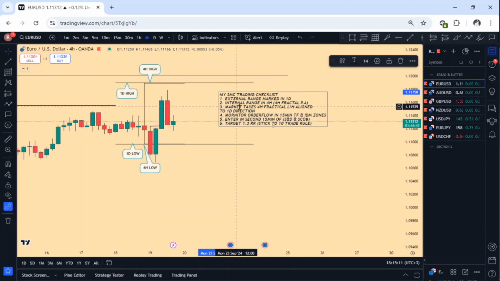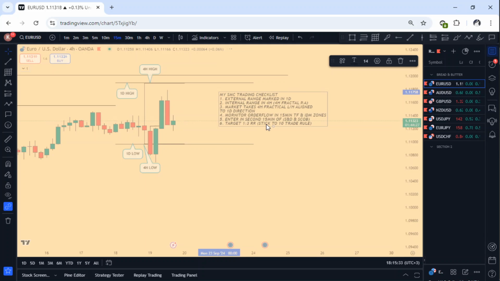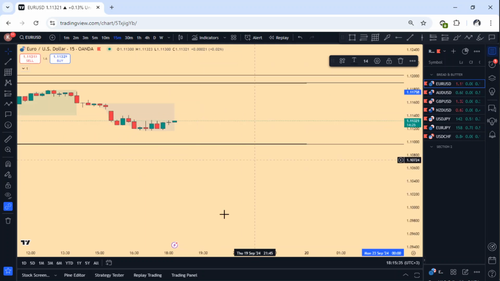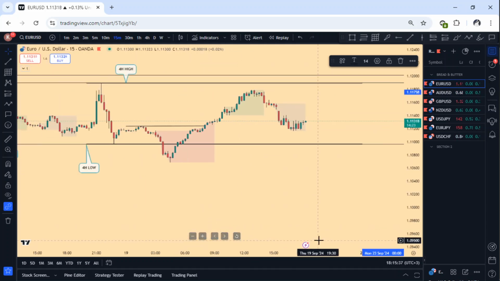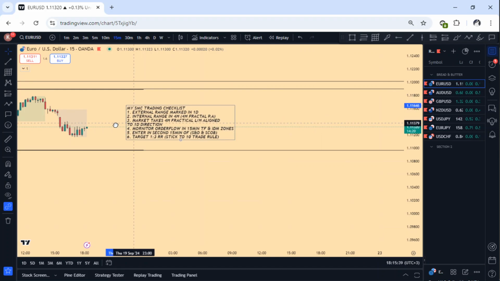I've also marked the 4 hour fractal low or high, aligned to the 4 hour to 1 day direction. It has started here early. This is early because we are now seeing a break of structure on the upside. Let's continue.